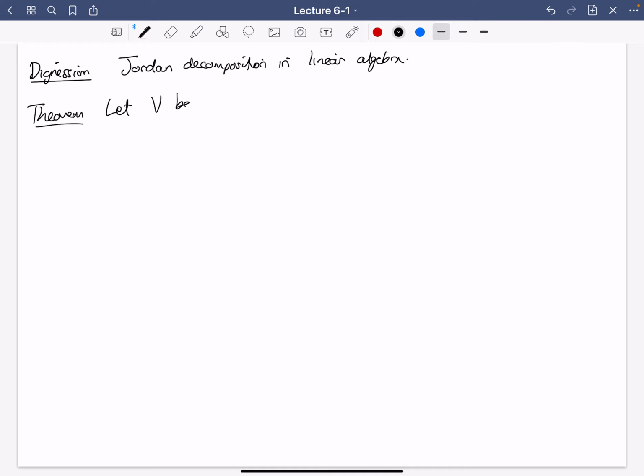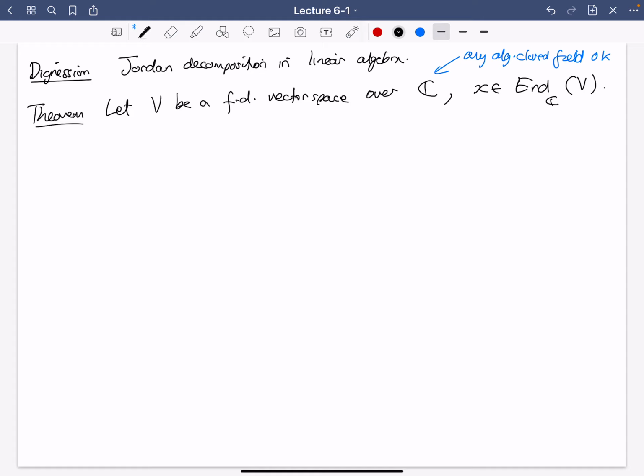Let V be a finite dimensional vector space over the complex numbers. Well, that's where we're working, right? But actually any algebraically closed field would be okay for this. This is a general result. And let's take x to be some endomorphism of V.